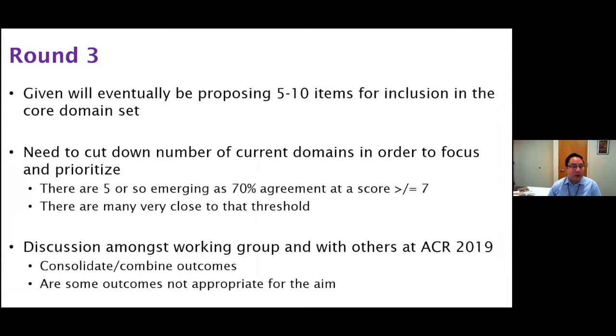As mentioned, there were 5 or so outcomes emerging at 70% agreement, but there were also very many that were close to threshold. And those close to threshold were a lot that came out in the qualitative work that Pam just referenced. And so after discussion at ACR 2019 with the working group and the wider OMERACT community, it was decided to go through each outcome in turn to assess these questions and additionally remove those where there was less than 30% agreement that the outcome was critical in both stakeholder groups.